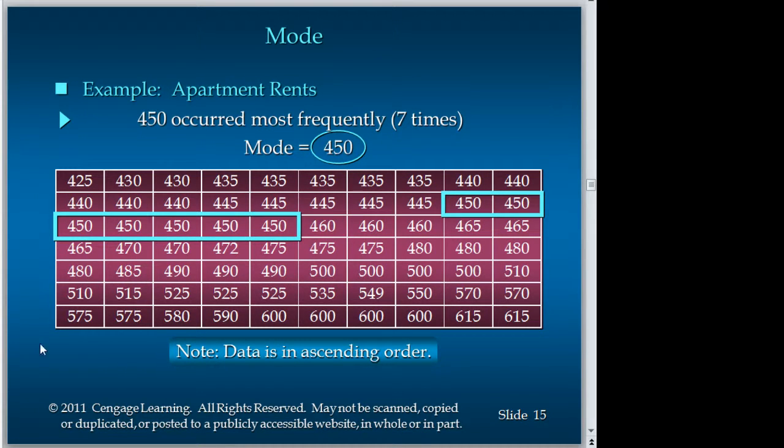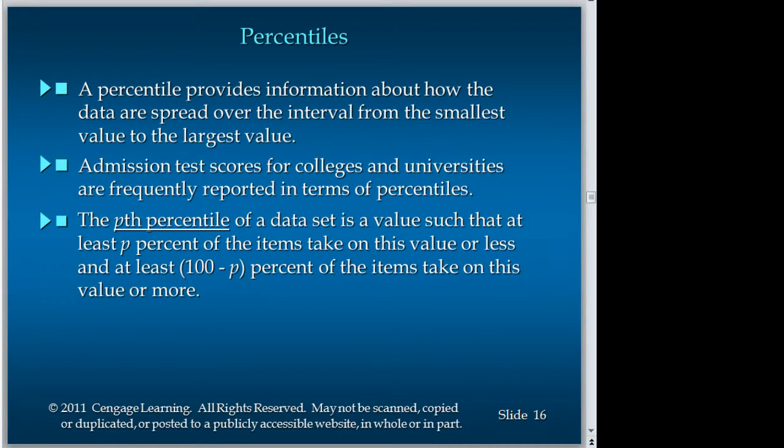So mode is the most frequent one. If you check 450, it's right here listed, right? Because this is rearranged in ascending order. So these two numbers and these five numbers, they are all the same. So 450 happened 7 times, more than all the other data points. So in that case, mode, the most frequent one, is going to be 450, right? 450. Okay.